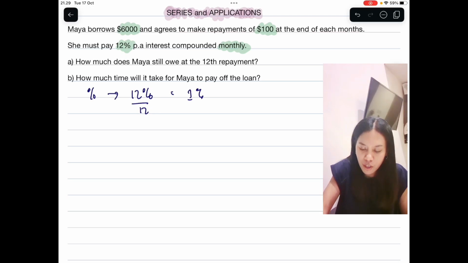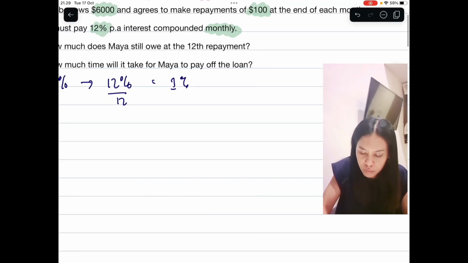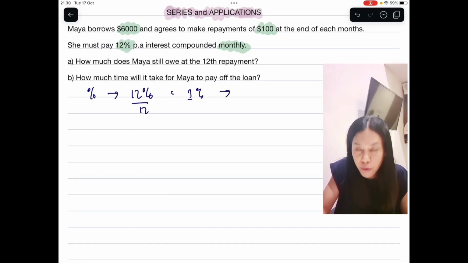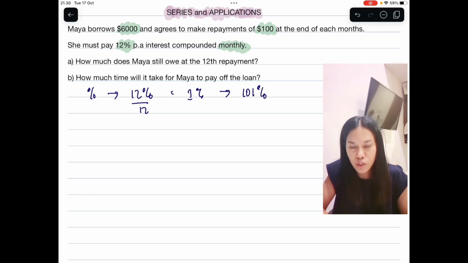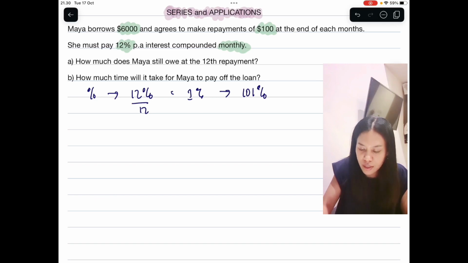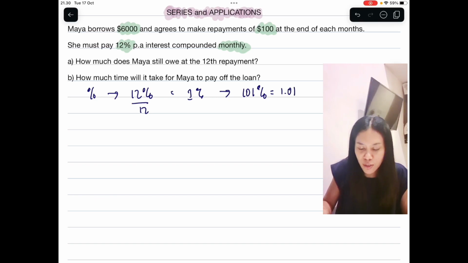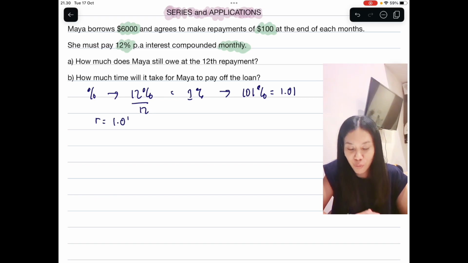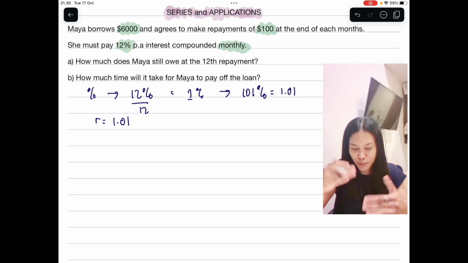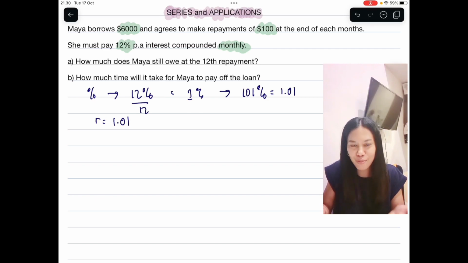So it means that she's paying 101%, because what she's owing is the 100% and the 1 is the extra. So every month she's owing 101%. So 101% is equal to 1.01 if we convert into decimal. So the 1.01 is the ratio. So the ratio is 1.01. Okay, now we're ready to put it into the problem solving.